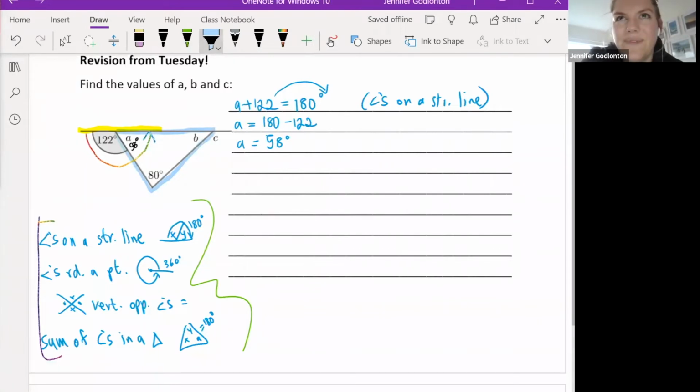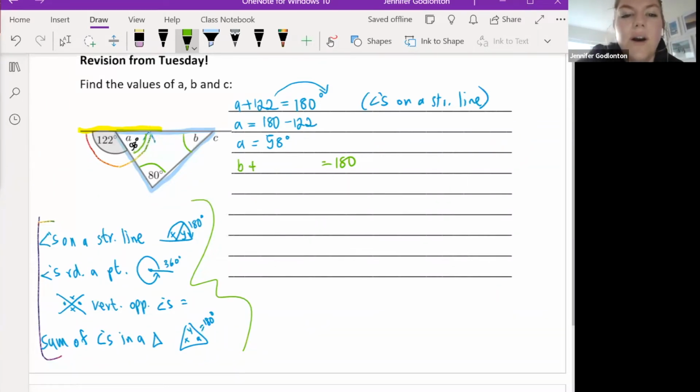So, ma'am, I'm going to say B equals 58. Okay, so in this blue triangle that I've drawn over here, that I've highlighted, how many degrees does the whole triangle have to be? 180. Good, okay. So this plus this plus this has to equal 180. So how would I write that as an equation? B plus?